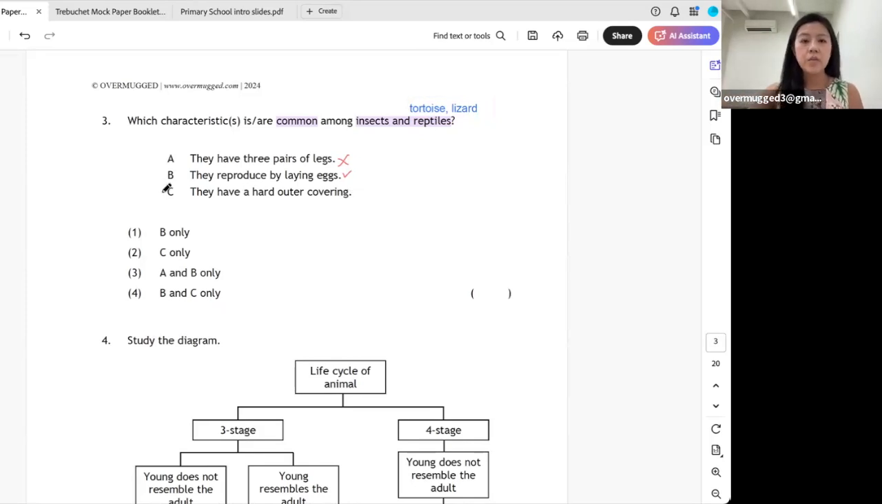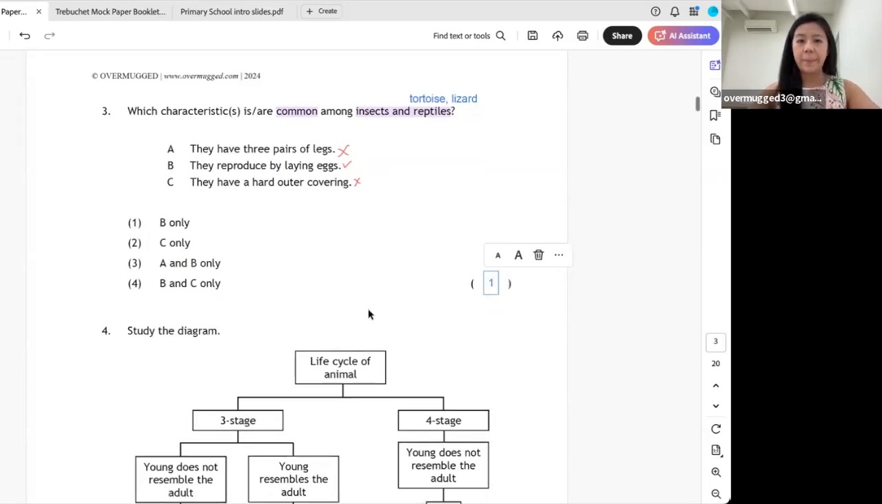All right. So the last one, where they have a hard outer covering, this is true for insects because they have a hard exoskeleton, but not true for all reptiles. Okay, for example, a lizard doesn't have a hard outer covering, right? So with that, we realize that only statement B is correct. That means your answer should be option 1.